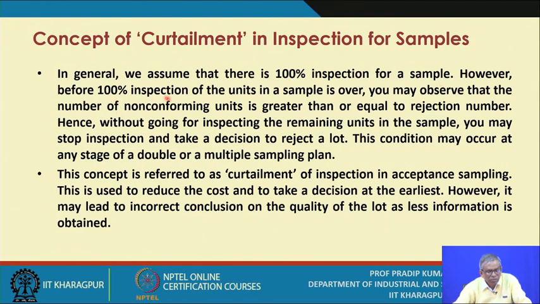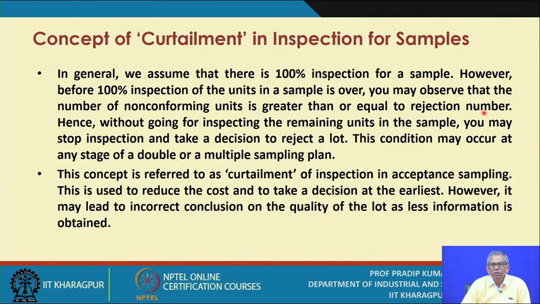However, before 100% inspection of the units in a sample is over, you start inspecting each and every item, and you know what the acceptance number or the rejection number is. You may observe that the number of non-conforming units is greater than or equal to the rejection number. Suppose the sample size is 25. You start inspecting all the units one by one: the first unit, second unit, third unit, fourth unit, and so on. Suppose your acceptance number is 2.